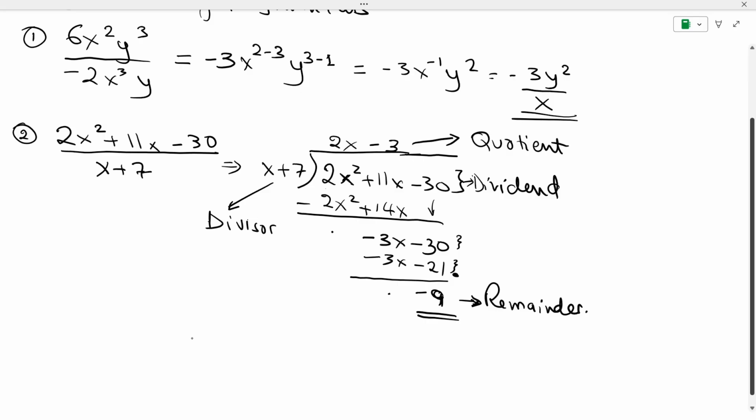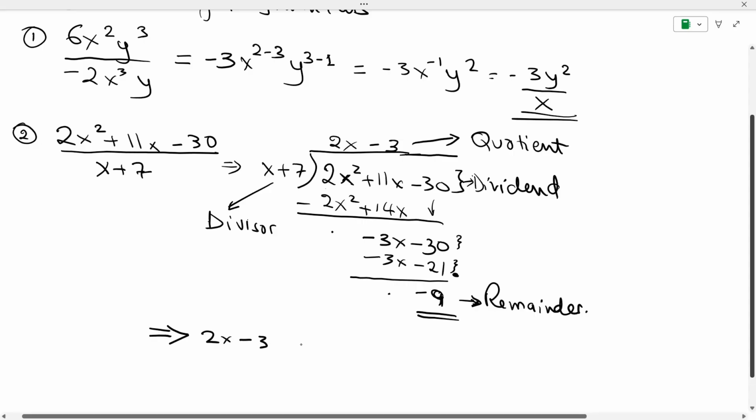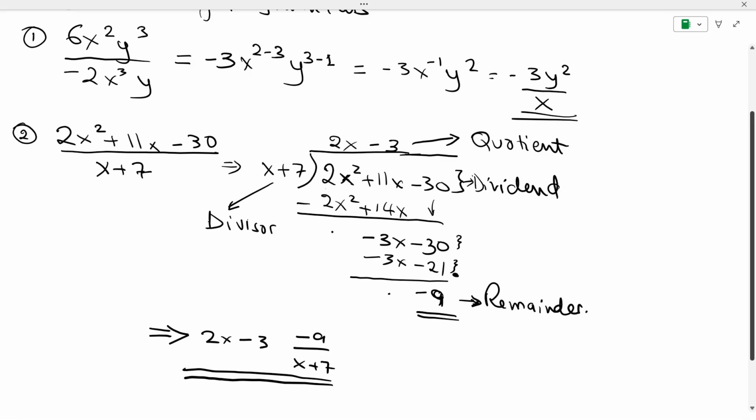So finally, the answer to this kind of expression will be the quotient 2x minus 3 plus the remainder. And the remainder is minus 9, of course, over x plus 7. So this turns out to be our answer to the division of those two polynomials.